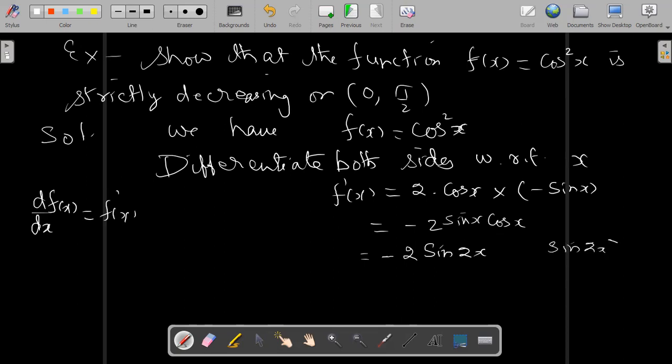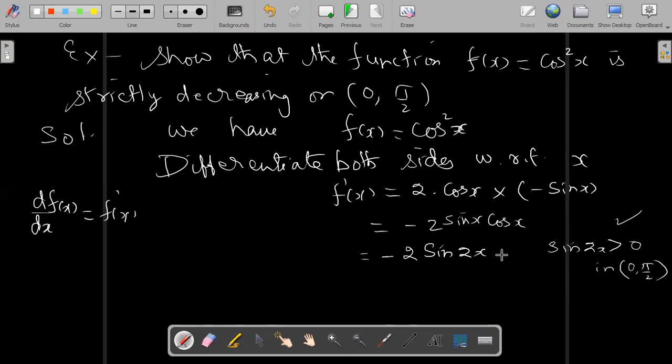Sin 2x is greater than or equal to 0, which means positive in the interval 0 to 90 degrees. Always you will find the positive value: sin 0 degree is zero, sin 30 degree, sin 45 degree, and sin 90 degree are 1 by 2, 1 by root 2, root 3 by 2, and 1. So all positive, so it is greater than 0. Positive into negative will be negative.